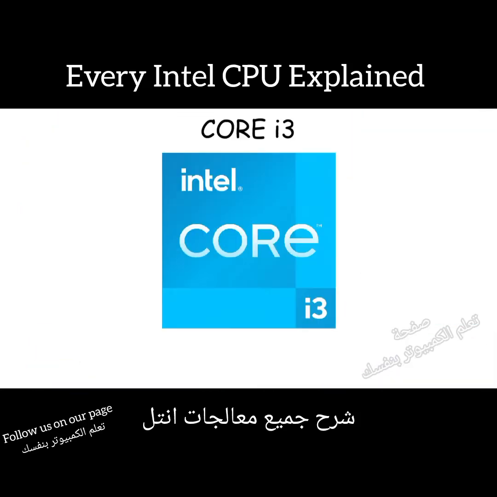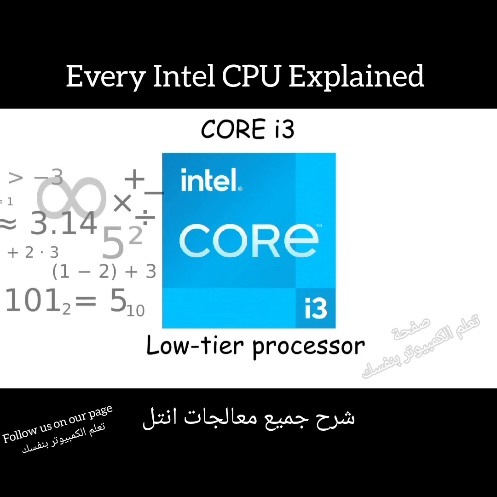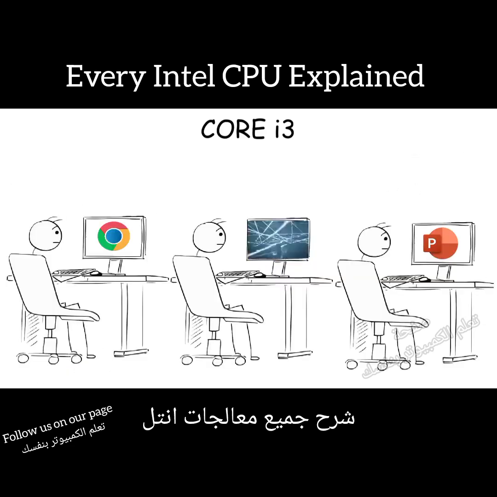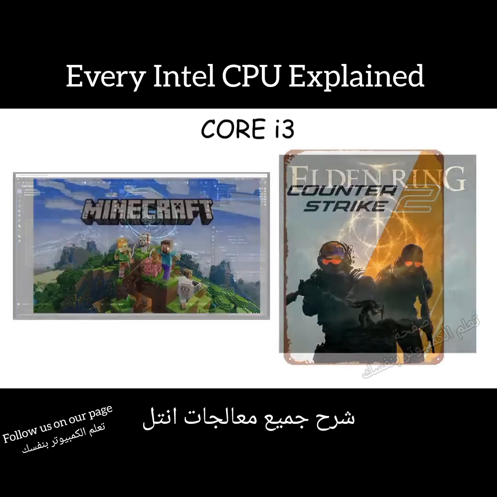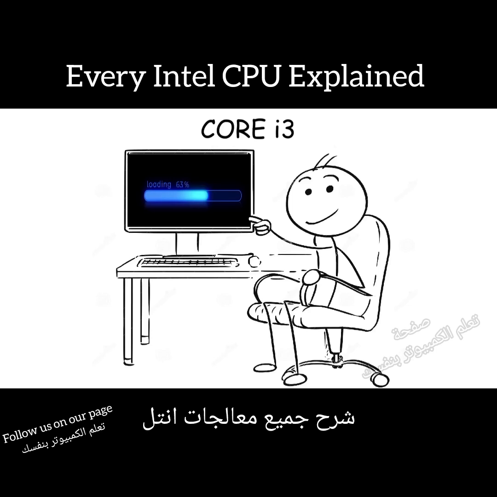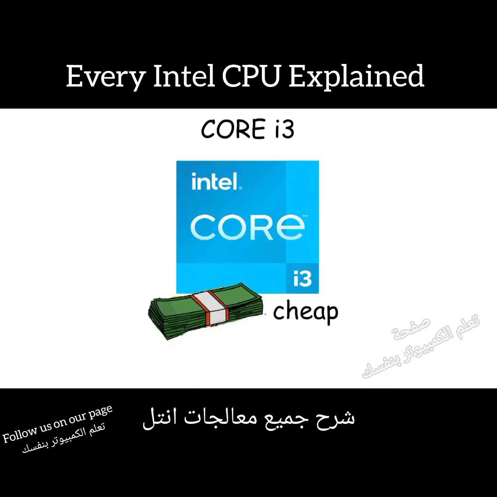Core i3. Core i3 is Intel's low-tier processor that's built for basic computing and light multitasking. It usually comes with 4 to 6 cores, which is good enough for browsing the internet, watching videos, or working on several documents at once. You can even play some light games too, but if you try to run heavy work like rendering or modern AAA games, it's possible, but there's going to be some lagging and stuttering. But that's actually what makes this processor cheap and a good entry-level CPU for a budget computer.